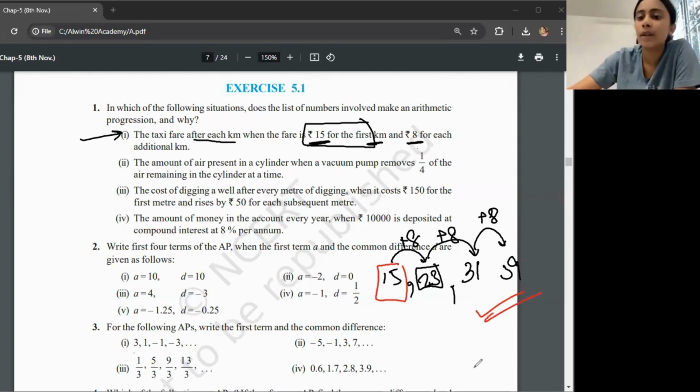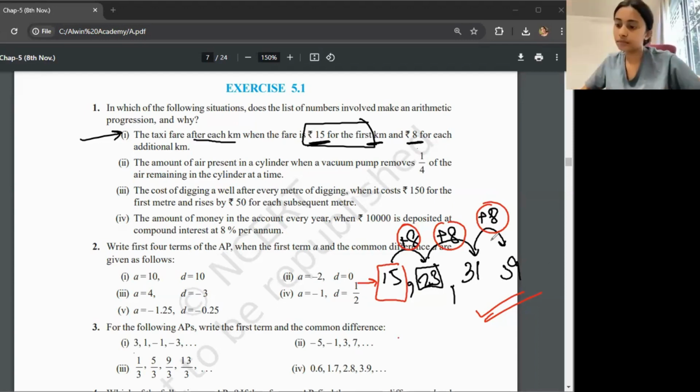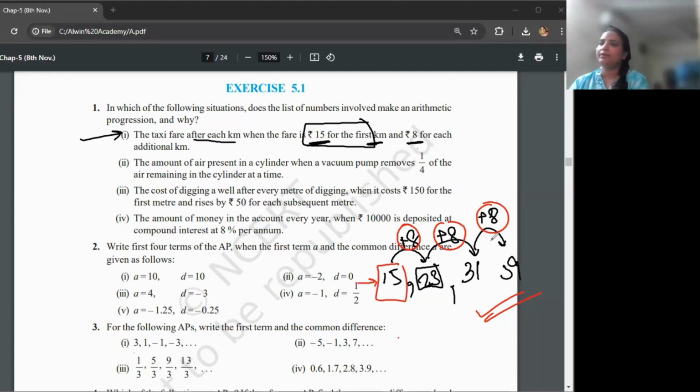How do we present it? You'll justify that for every subsequent kilometer you are paying 8 extra to it. So the AP you got here is 15, 23, 31 and 39. Now to prove this is an AP, because the difference is common in the consecutive terms. That's it. Okay. Is this okay, everyone or not?